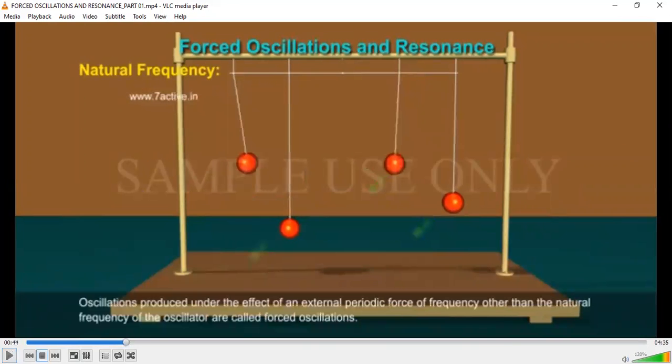Please note what is forced oscillation and resonance. The oscillation produced under the effect of an external periodic force of frequency. Applying external force.